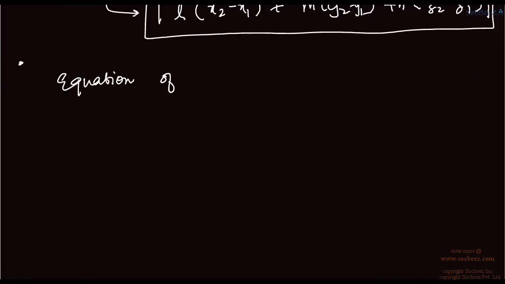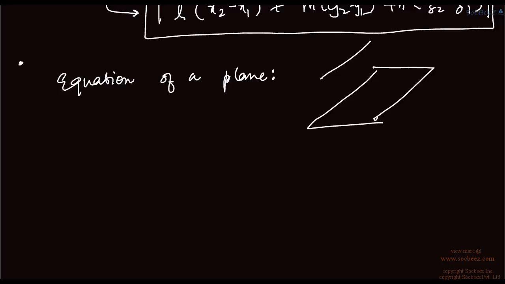Equation of a plane. A plane is like this. Okay, a line is like this, a plane is like this. It consists of two axes. So the general form of this plane is ax plus by plus cz plus d is equal to 0.